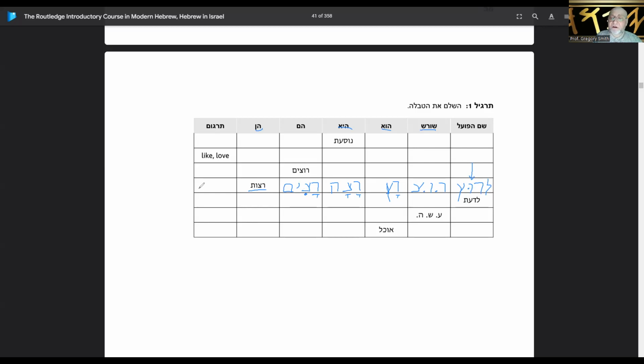And then finally, what does all this mean? What is the tirgum? To run. So simply run. Okay, so let's check our work and see.